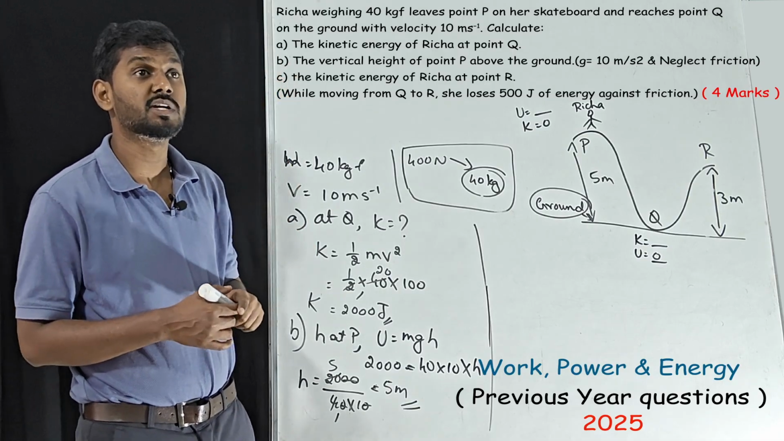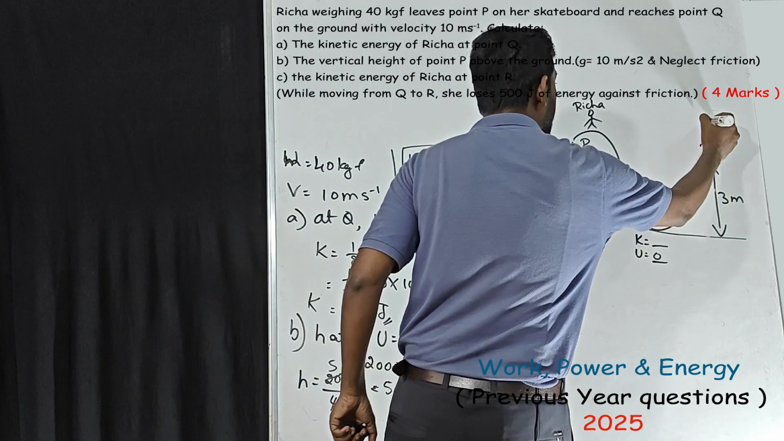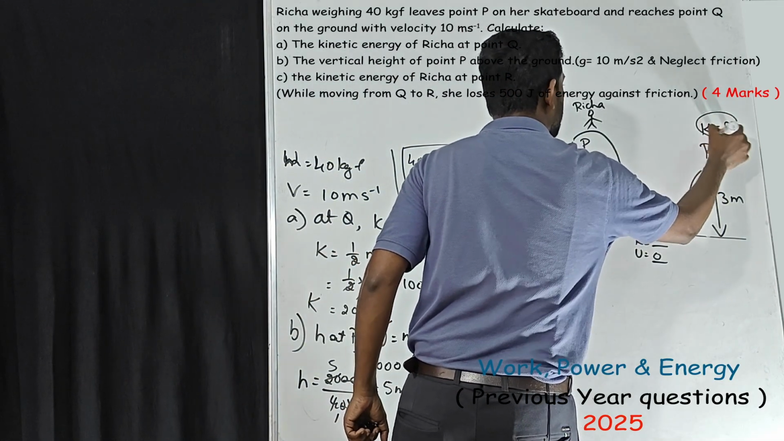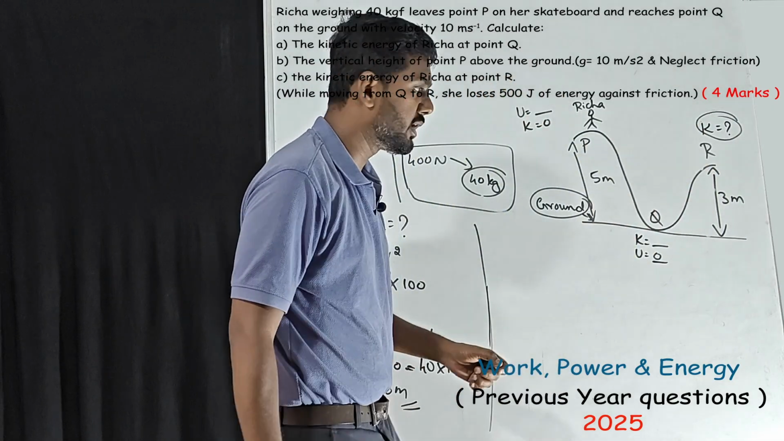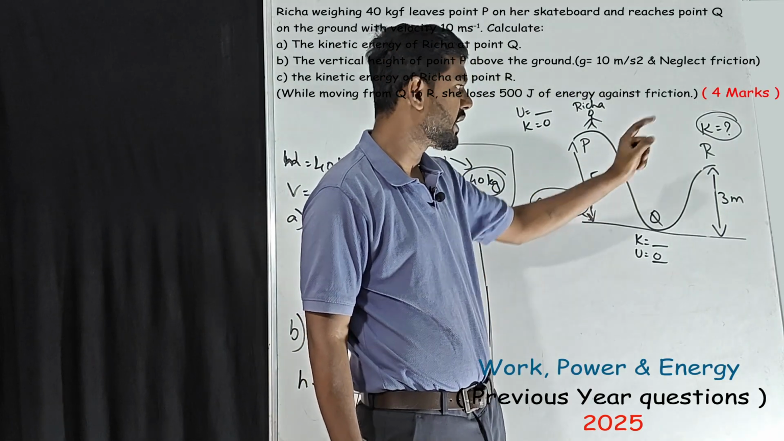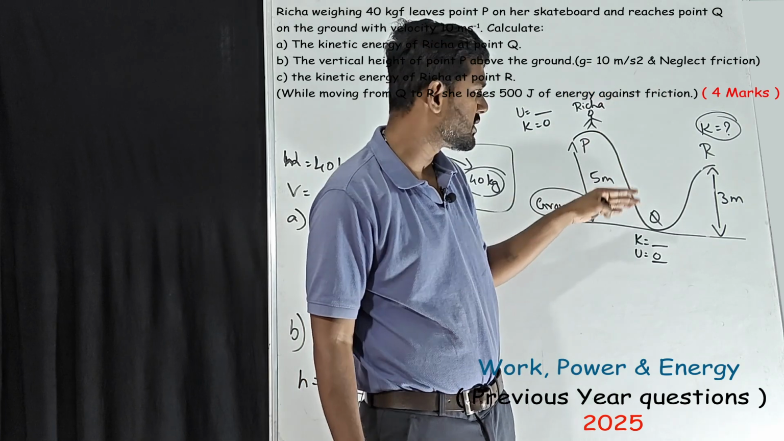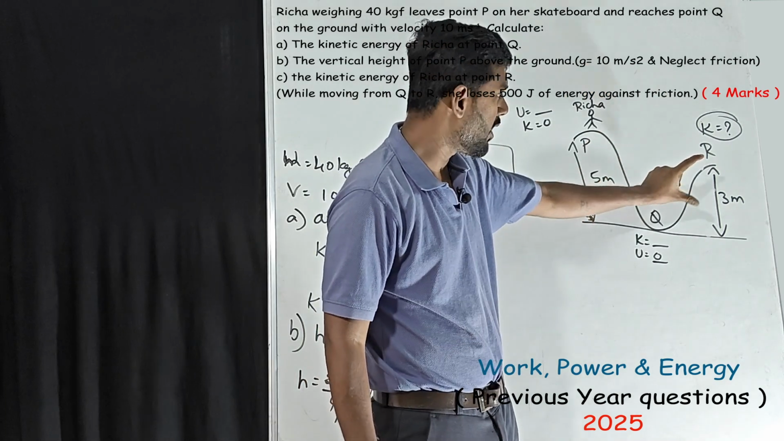The kinetic energy of Richa at point R. So we need to find the kinetic energy of Richa at this point. At this point, I told you earlier, we have both kinetic energy as well as potential energy. Why do we have kinetic energy? Because she is moving from Q to R. She has not stopped, correct? She is still moving. Then why do we have potential energy?